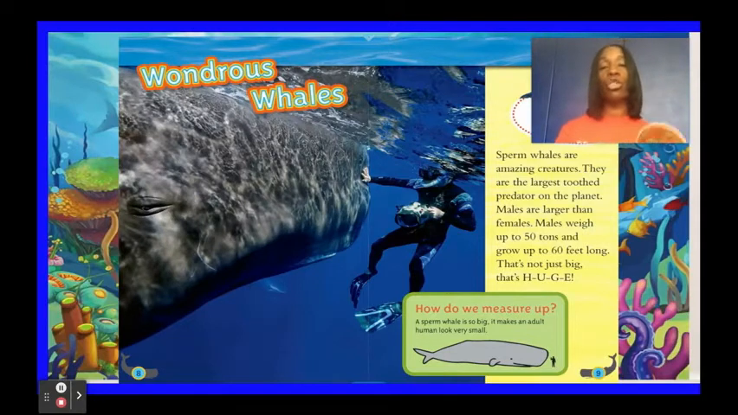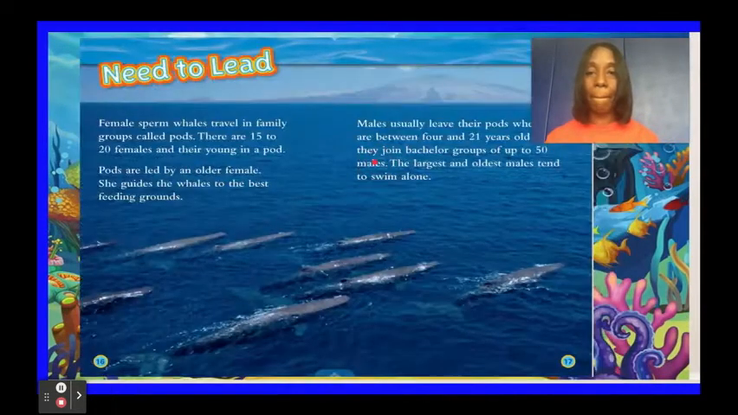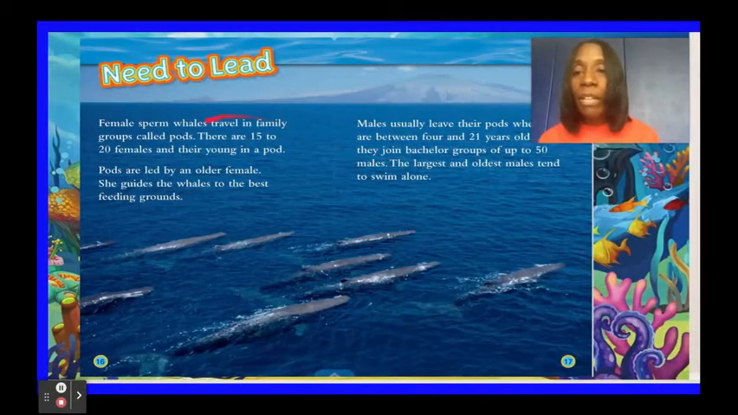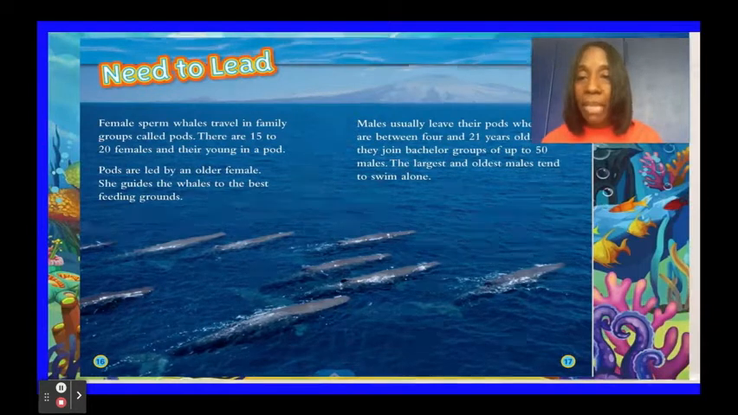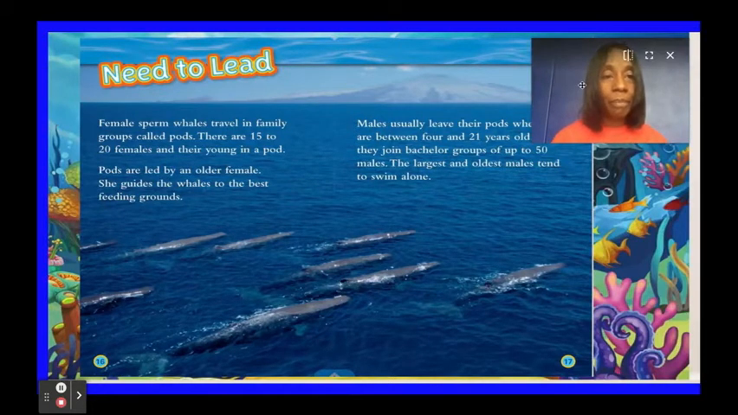Now, scholars, since we're using our table of contents, we are actually going to go to the next heading that's in the table of contents. Here, need to leave. Female sperm whales travel in family groups called what? Pods. There are 15 to 20 females and their young in a pod. Pods are led by older females. She guides the whales to the best feeding ground.